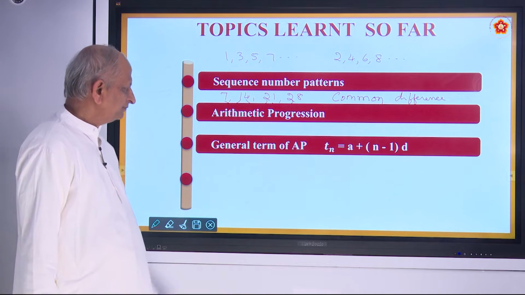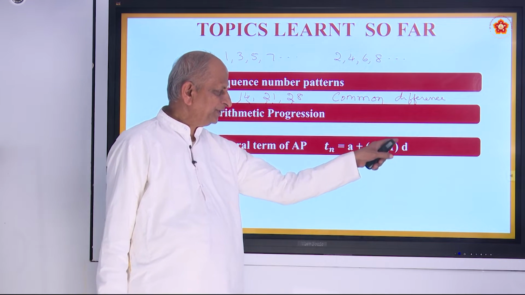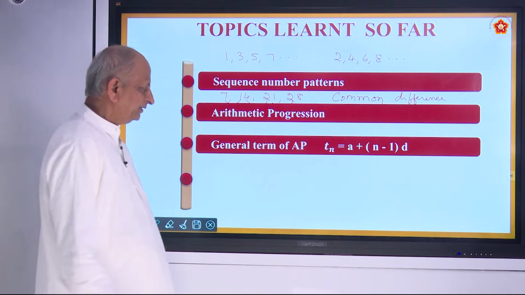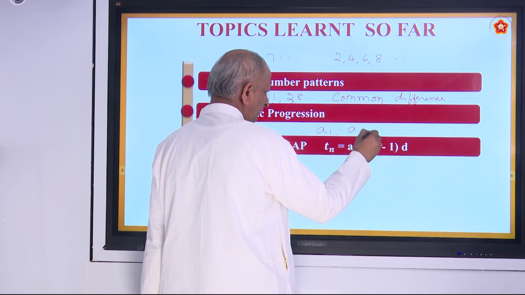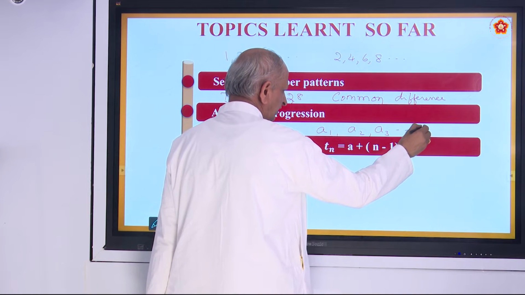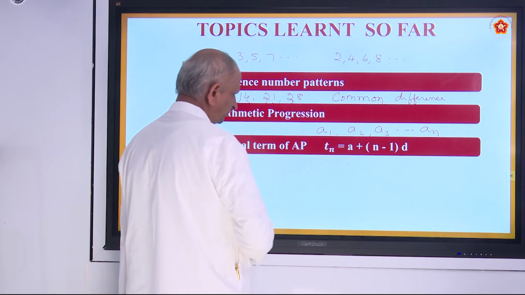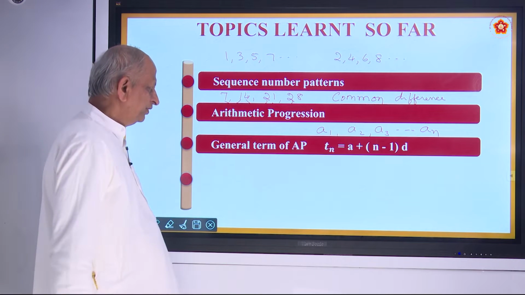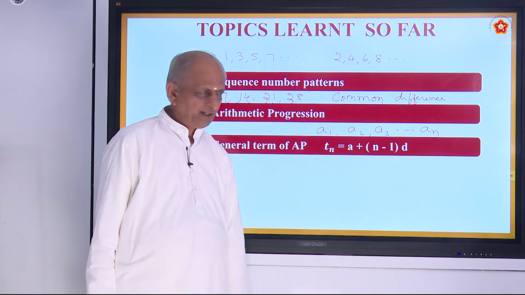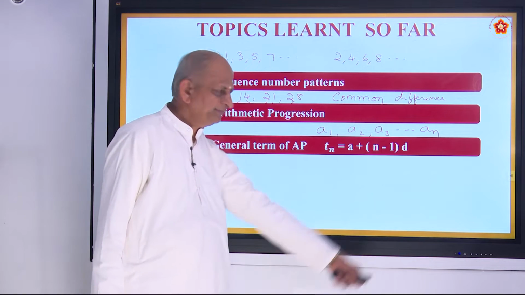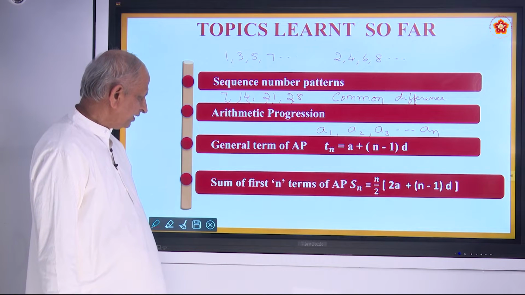Also you have seen a formula, general term Tn equals a plus n minus 1 into d, where you have numbers like A1, A2, A3 etc. So lastly you will have the general term An. You can take it as T1, T2, T3 also. What is a here? First term. What is n? Number of terms. What is d? Common difference. Okay, this is already studied.